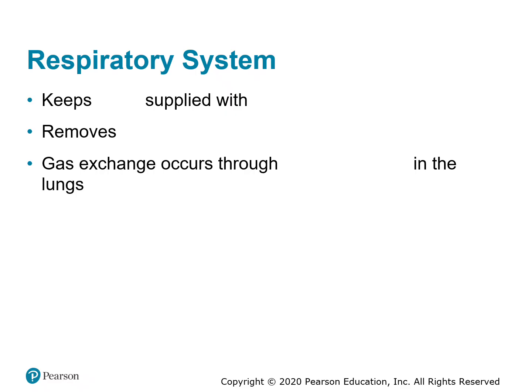Next, we've got the respiratory system. Respiratory system keeps your blood supplied with oxygen. If your blood runs out of oxygen, that means your tissues are out of oxygen. If your tissues are out of oxygen, they will start to die. So that's why you are breathing right now.